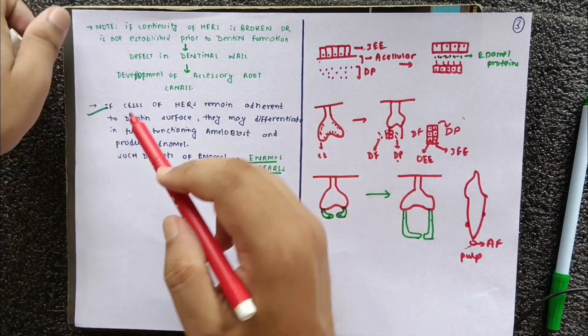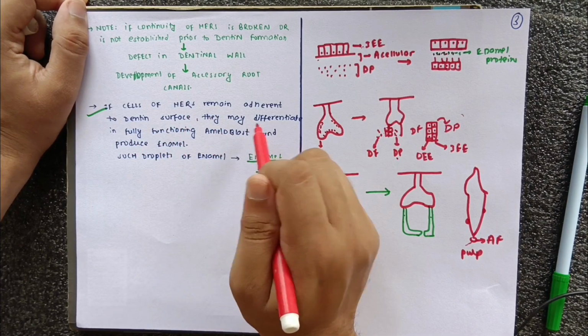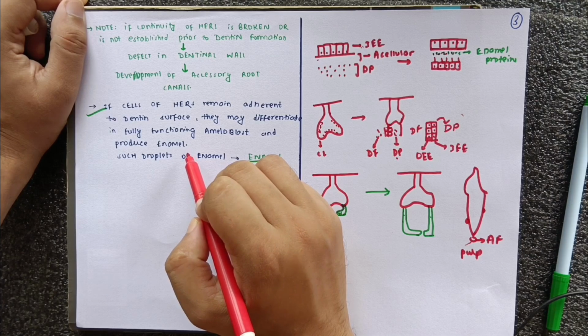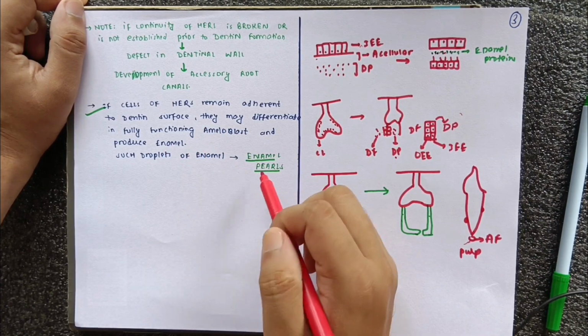After that I have written here, if the cells of the Hertwig epithelial root sheath remain adherent to the dentine surface, they may differentiate into fully functioning ameloblasts and produce enamel. This is important to understand, and such droplets of enamel are called enamel pearls.